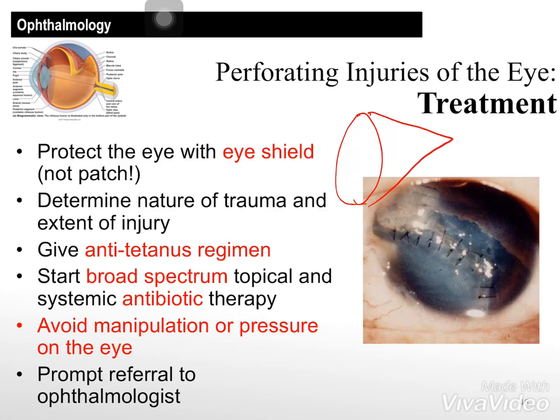You determine the nature of the trauma and the extent of the injury. You have to give anti-tetanus regimen immediately and start your broad spectrum topical and systemic antibiotic therapy because you presume that bacteria has been introduced inside the eye. We should avoid manipulation or further exploration of the eye, and just after putting this cone, send the patient to the nearest ophthalmologist in your area for proper management.